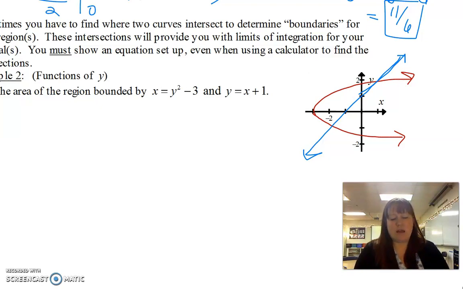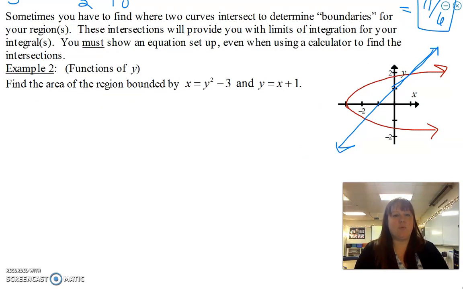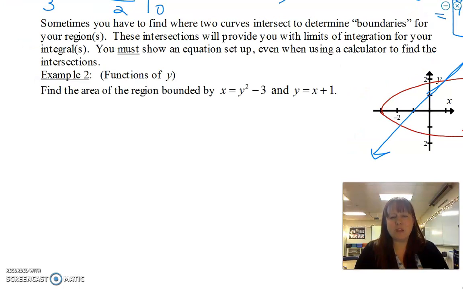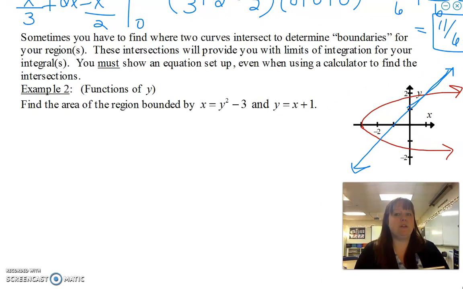A lot of times these ones are going to be on the calculator portion of the test, because you're going to use your calculator to find the intersection points. However, it's very important, as it says right there in your book, you must show an equation setup even when using a calculator to find the intersections. Just because you used the calculator doesn't mean you get to phone it in and not write down any of this work. So you have to show the equation setup.